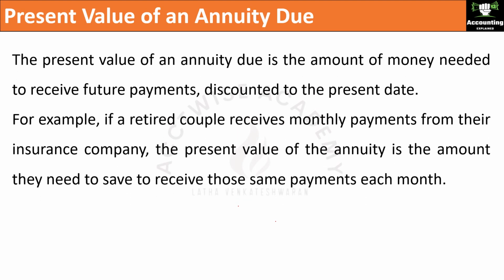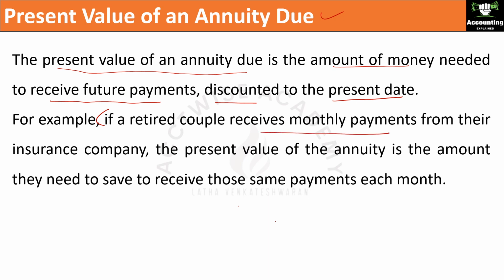Present value of an annuity due. The present value of an annuity due is the amount of money needed to receive future payments discounted to the present date. Okay, let's understand this with an example. If a retired couple receives monthly payments from their insurance company, the present value of the annuity is the amount they need to save to receive those same payments each month.